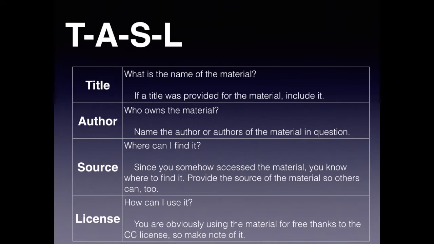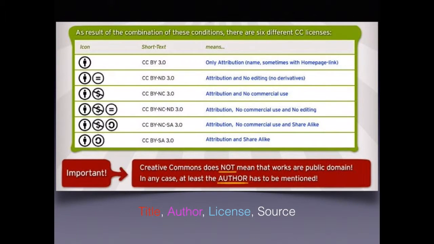So according to the Creative Commons Best Practices for Attribution Wiki, a good rule of thumb is to follow something called TASL. And basically, all TASL is title, which is what the name of the material is, author, which is who owns the material, source, where someone can find that material, and then the license, which basically is how you can use that material. Now, according to the Ultimate Guide by Fodder.com, one should add the citation near the bottom of the image if at all possible.